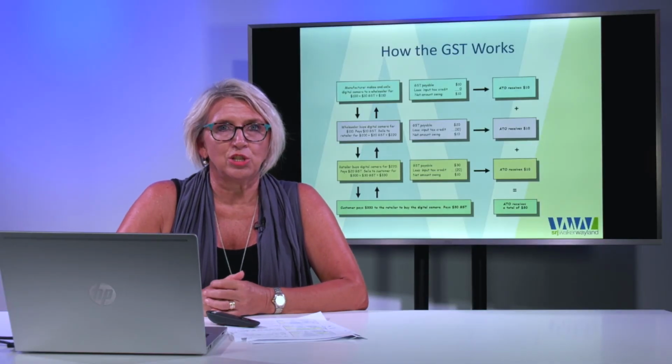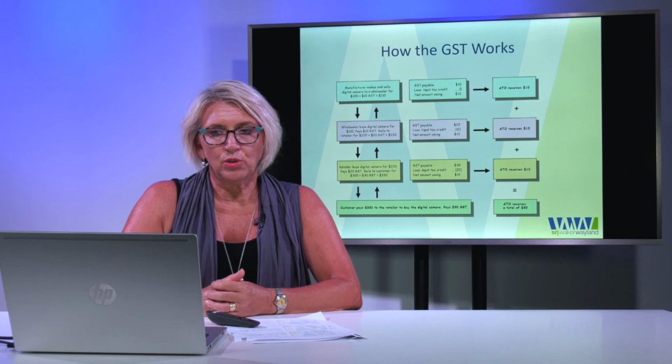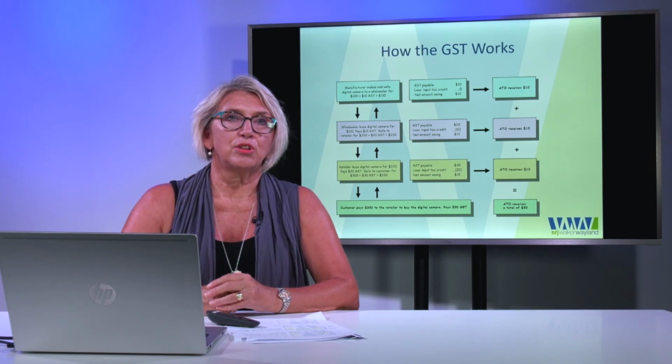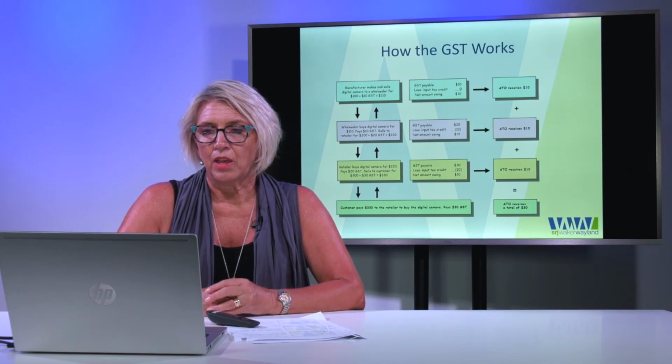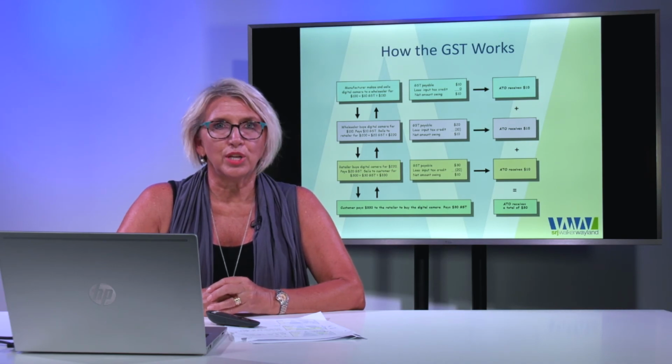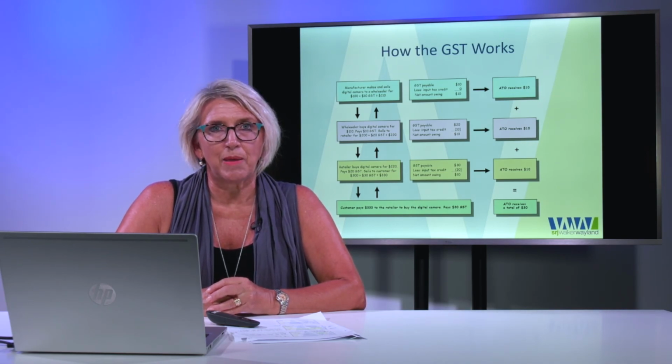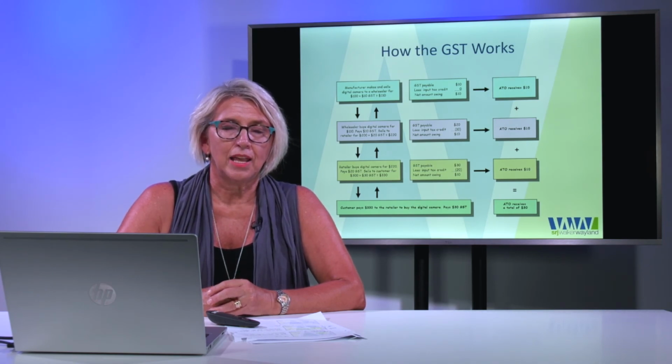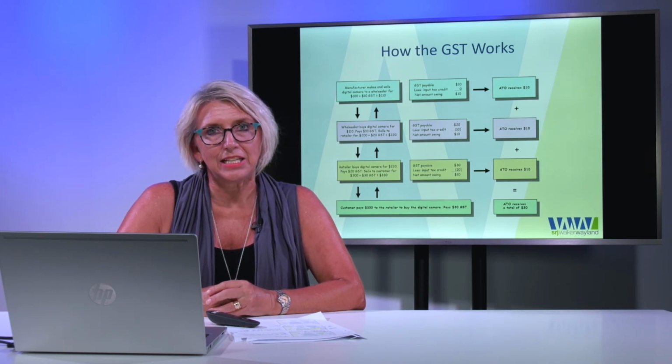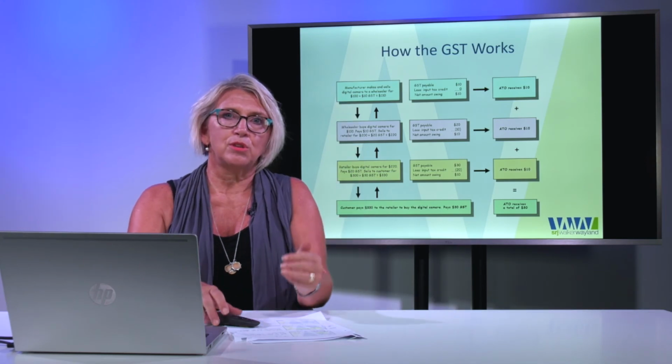Finally, we come to the end user. The end user pays $330 to that retailer. So in total, there is $30 of GST that has been paid at all stages throughout the chain. And that's how GST is collected throughout our consumer cycle.